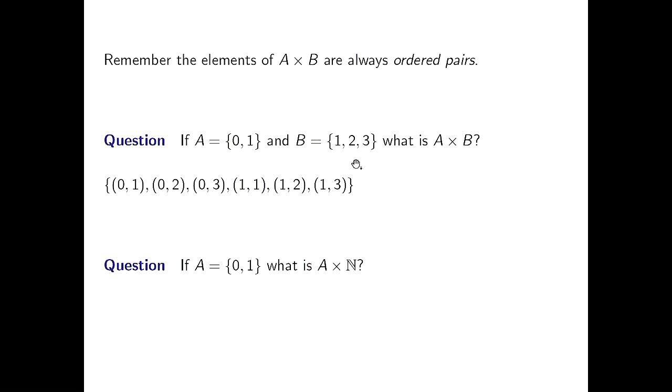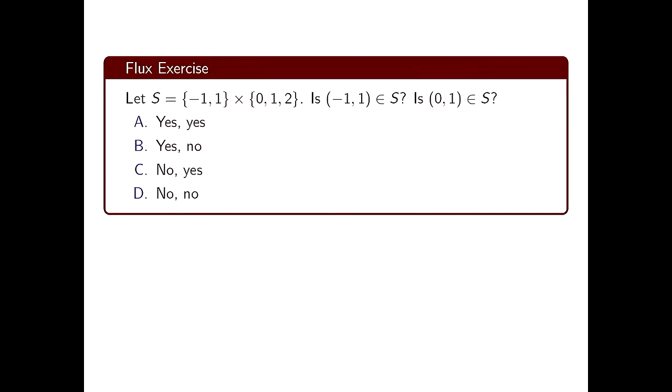Good, good. Okay, and of course we can do this even if the sets are not finite. If A is {0, 1}, what is A cross N? Well, I'm going to get all the ordered pairs which are 0 followed by any natural number, and all the ordered pairs which are 1 followed by any natural number. So I could write it like this, right? I get (0, 0) and (1, 0). I get (0, 1) and (1, 1). I get (0, 2) and (1, 2), and so on all the way up, right?